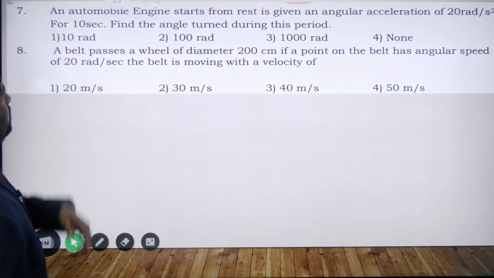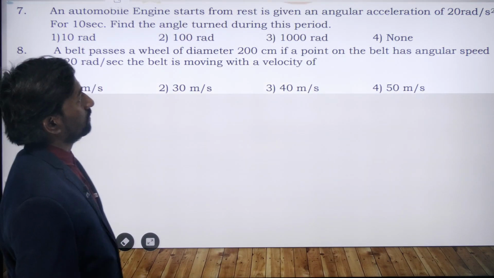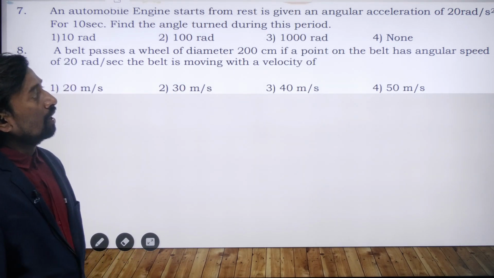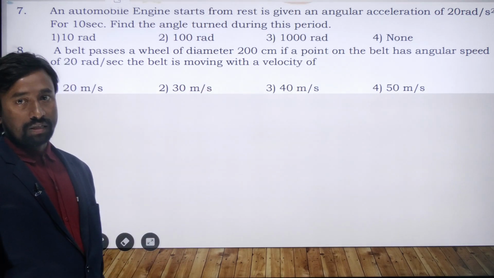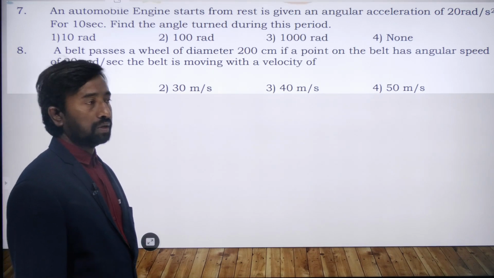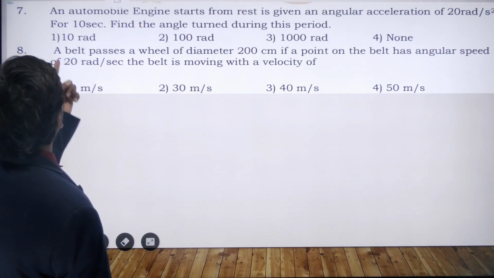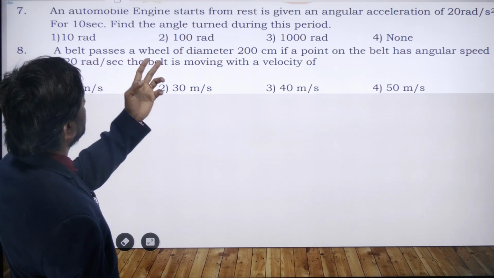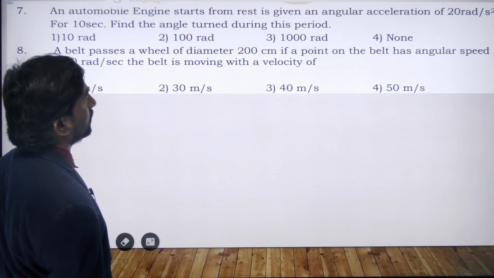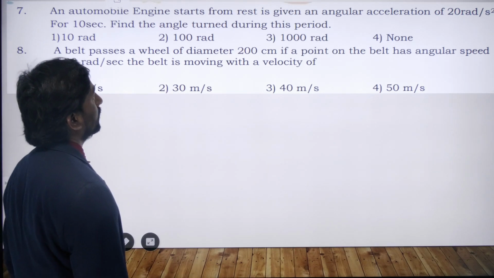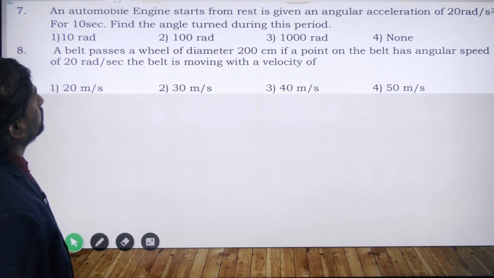An automobile engine starts from rest and is given an angular acceleration of 20 radian per second square for 10 seconds. Find the angle turned during this period.